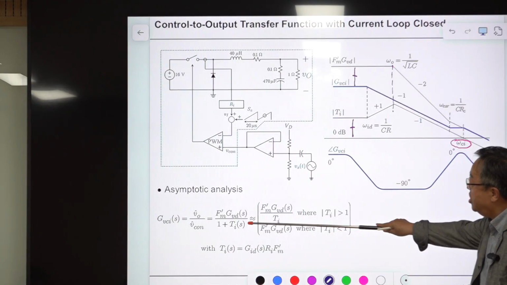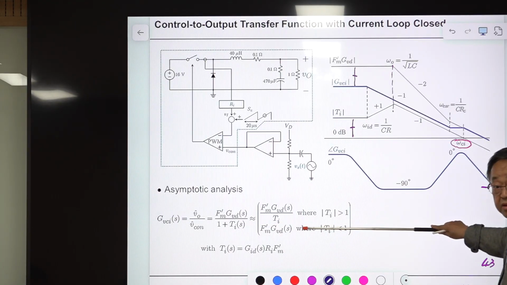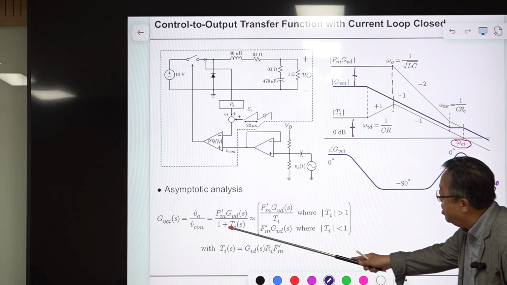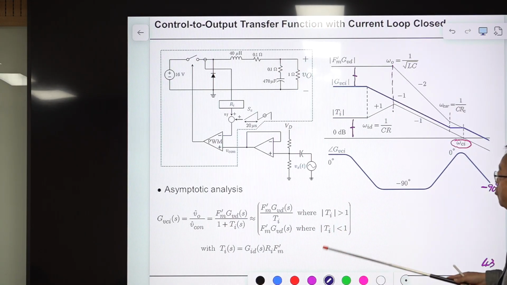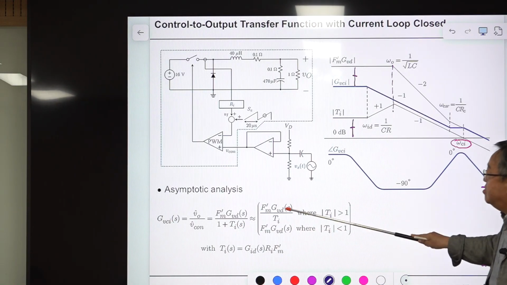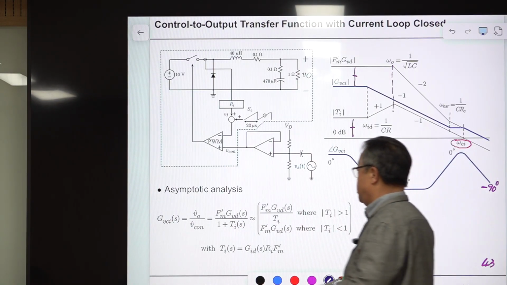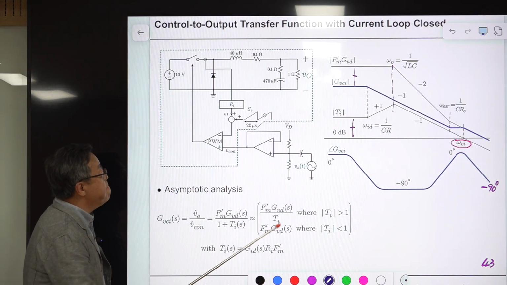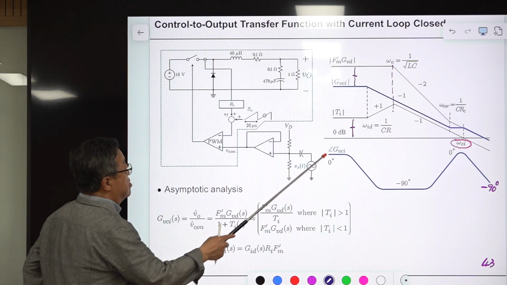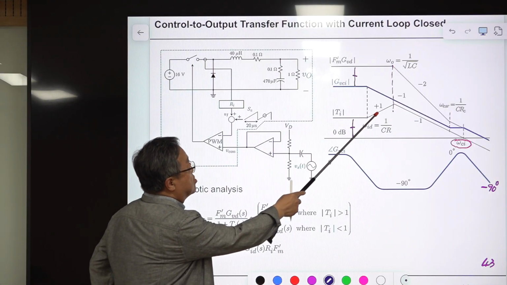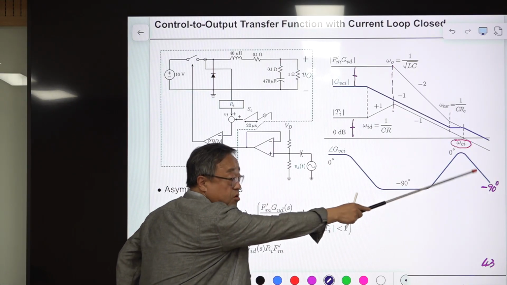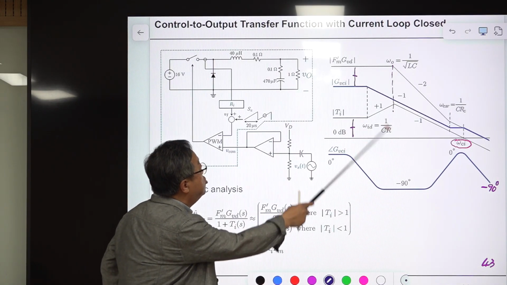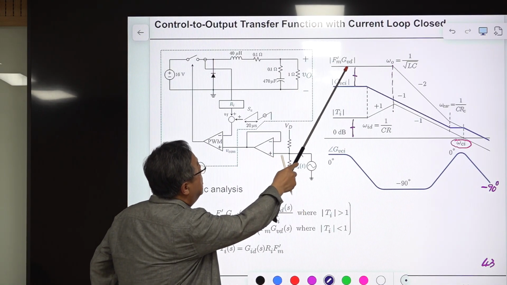When magnitude of the Ti is larger than 1, not much larger than 1, simply larger than 1, then we get rid of this, and otherwise we discard this. Okay, that's the asymptotic analysis, and the Ti is given by this. Then we think about this. We know this structure. This is the voltage loop. This is the structure of the voltage loop, and this is GVD.